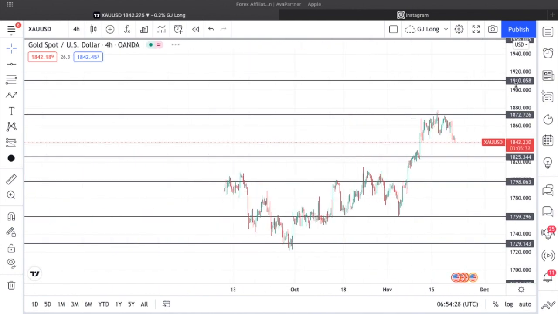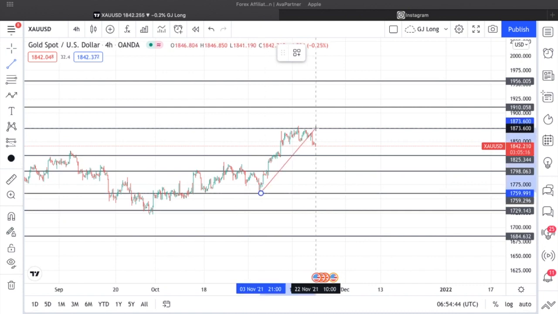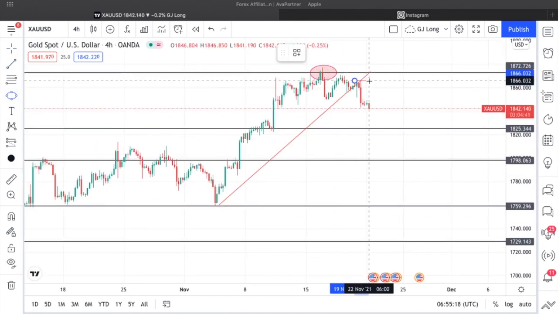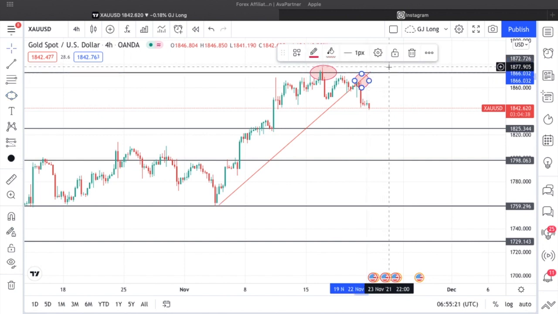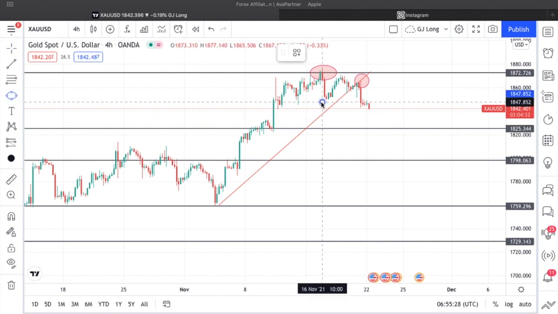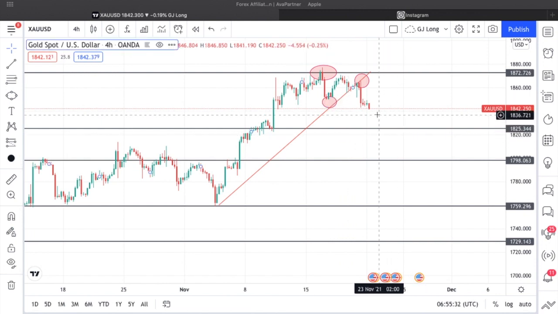And what I noticed here is that there has been a heavy rejection. There has been a heavy rejection on that resistant level there. The resistant level being 1872. On that level, I can see there was strong rejection.